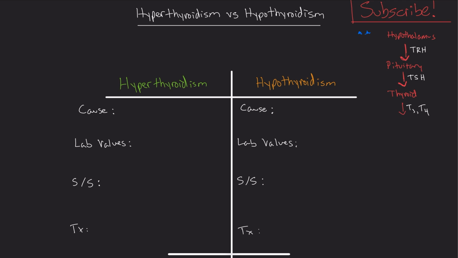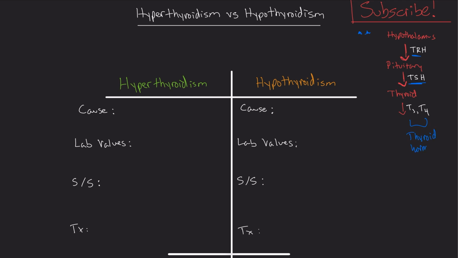So we'll start here in the hypothalamus, which is what releases these releasing hormones. So this TRH here, this is going to stand for thyrotropin releasing hormone. And what this does is this is going to stimulate your pituitary gland, which will release thyroid stimulating hormone. That's TSH, that's thyroid stimulating hormone. And the role of thyroid stimulating hormone is to stimulate the thyroid to release your thyroid hormones, which are T3 and T4.